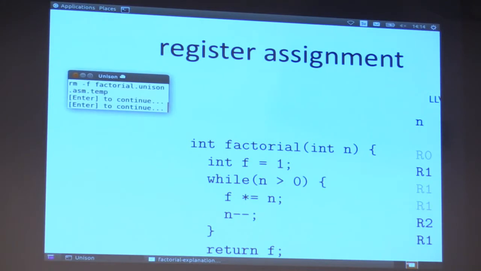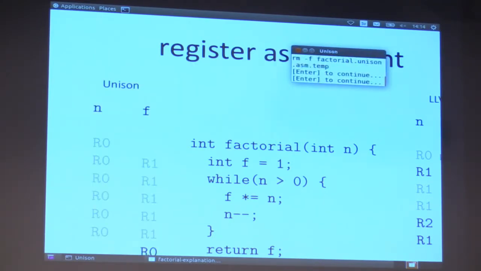LLVM kind of tries the opposite approach. So it moves n from register 0 to register 1 almost right away. And then it keeps n in register 1 until the end, except here for this. This is kind of a spurious register-to-register move. I don't understand why LLVM is doing that, but it's not affecting performance. And then f is maintained in register 0. I'm sorry, you cannot see that in this slide. But basically, Unison and LLVM are taking quite the opposite approaches, right? So Unison is preserving n in register 0, and LLVM is preserving f in register 0.